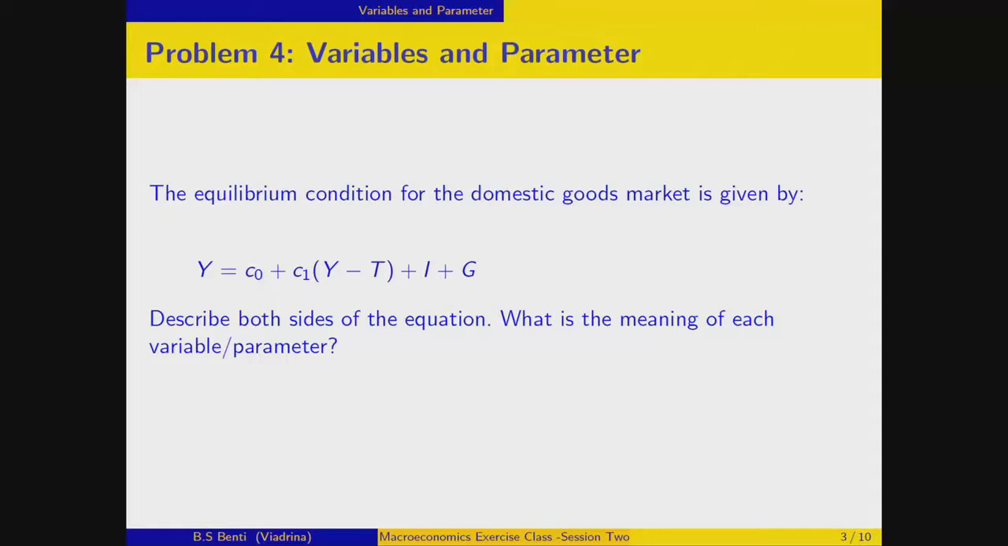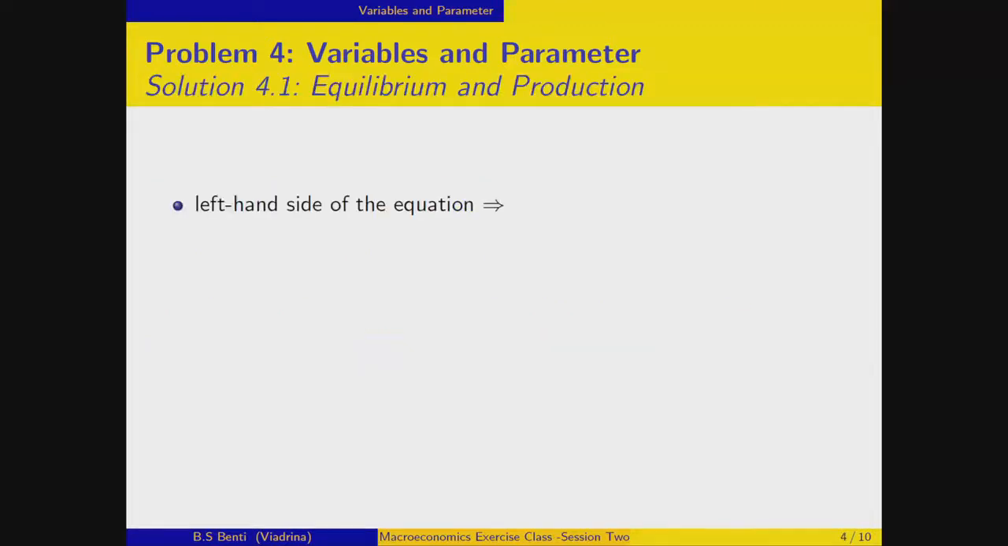So the first exercise, or the first problem in the variables and parameters, is problem number 4. The equilibrium condition for the domestic good market is given by Y equals C0 plus C1 multiplied by (Y minus T), plus investment plus government expenditure. Describe both sides of the equation. What is the meaning of each variable and parameter?